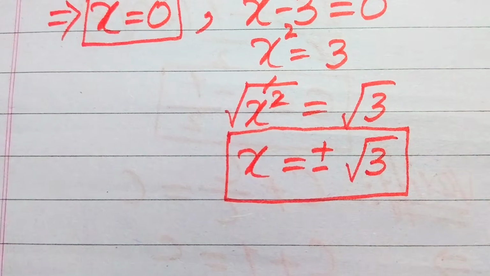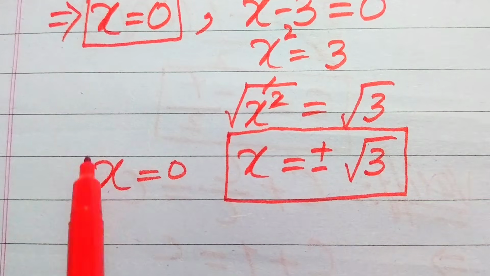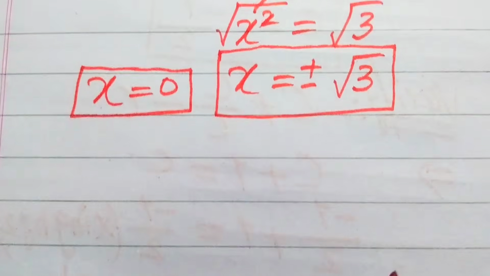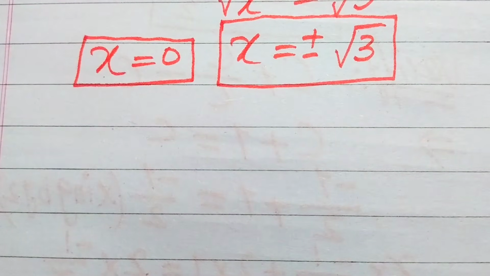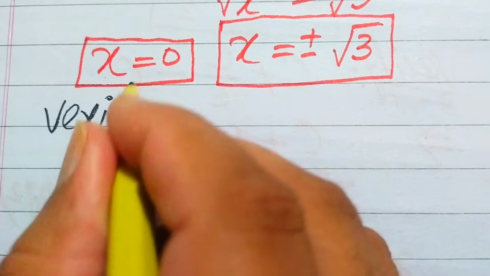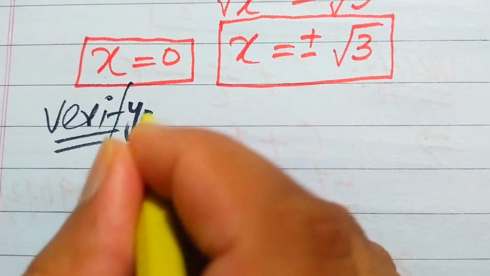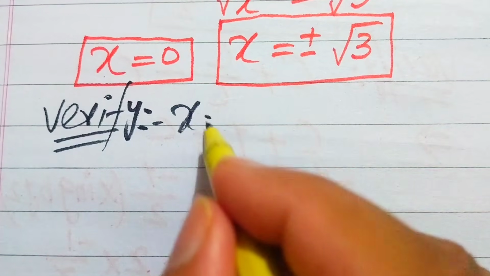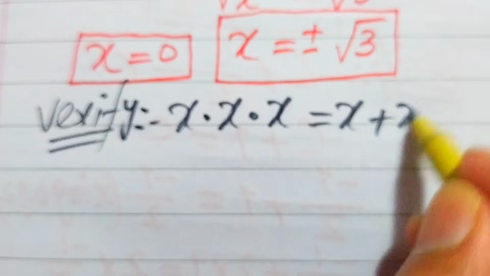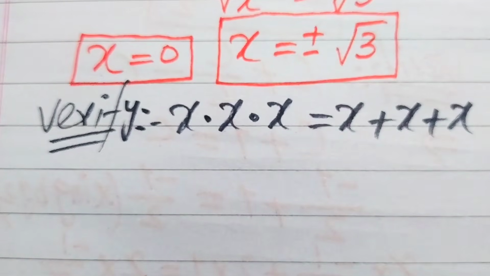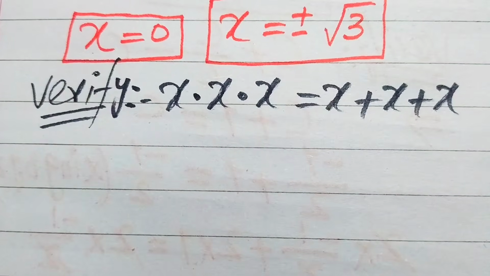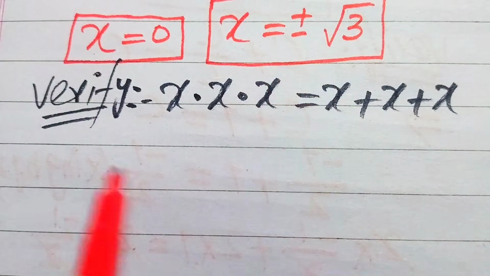So you see that in this method, we get the three roots of the given equation, in which the first root is x equals 0, and the other two roots are plus minus square root of 3. Now in the next step, we need to verify whether these roots are solutions or extraneous roots. For verification, we need to copy down the given question statement. Here it is x multiplied by x multiplied by x equals x plus x plus x. First we verify x equals plus minus square root of 3.